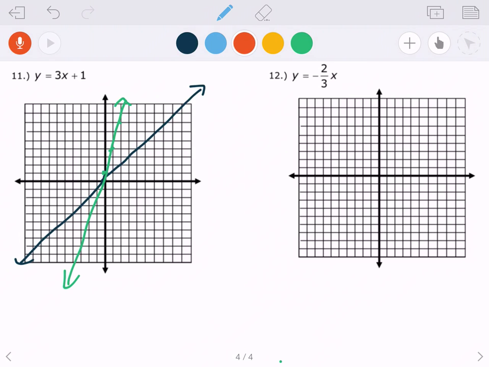Number 12, parent function in blue. I guess number 11 was supposed to be in red, but I did it in green. Number 12, we don't have a y-intercept, so it actually has the same y-intercept as the parent function, 0. And negative 2/3 is my slope. So I'm going to rise 2 and run 3. And again, it's negative, so make sure my line has that negative slope. So you can go ahead and graph that line.